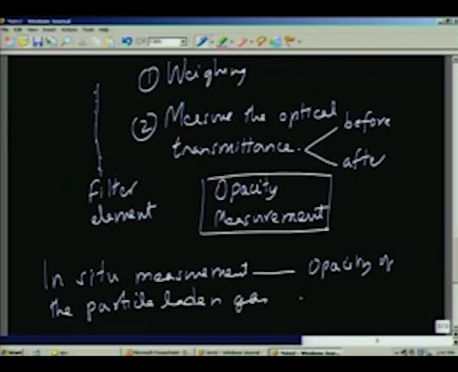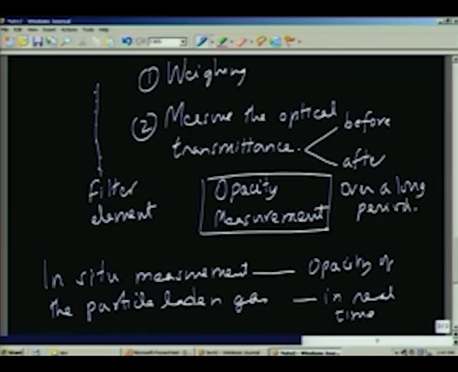So, this becomes in real time. This is not real time, because this is going to be over a long period. In a way, this also gives you the average or the mean value, whereas this gives you the instantaneous value in real time. So, what is the difference between these? Let us look at that instantaneous value.